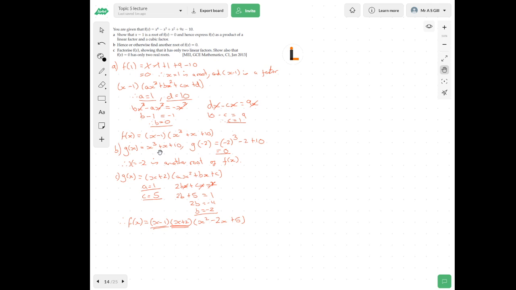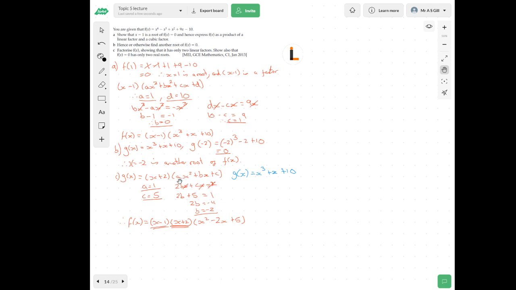Okay? So when we've factorized g of x here, we know that x plus 2 is a root from part B. And then we've compared coefficients here. So g of x, let's make it really clear, g of x is equal to x cubed plus x plus 10. So what we're saying is when we multiply these two brackets out, we should get back to this expression here.